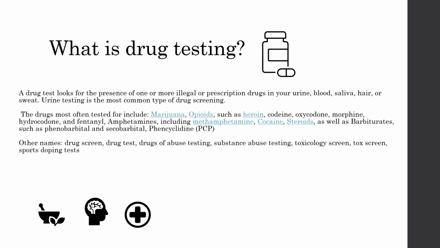A drug test looks for the presence of one or more illegal or prescription drugs in your urine, blood, saliva, hair, or sweat. Urine testing is the most common type of drug screening, mostly because it is more available to the consumer. The drugs most often tested for include marijuana, opioids such as heroin, codeine, oxycodone, morphine, hydrocodone, and fentanyl, amphetamines including methamphetamine, cocaine, steroids, as well as barbiturates such as phenobarbital and secobarbital, and phencyclidine.